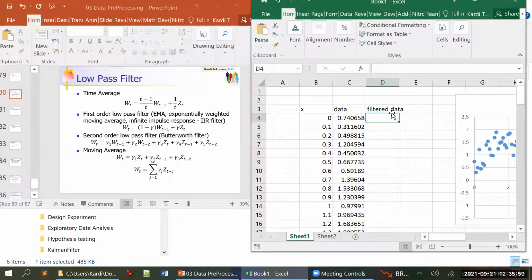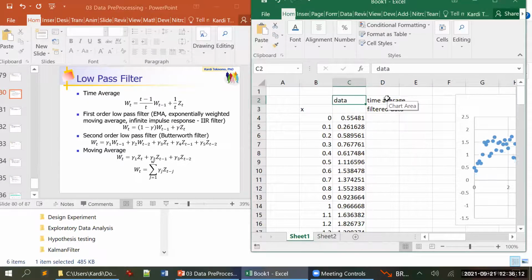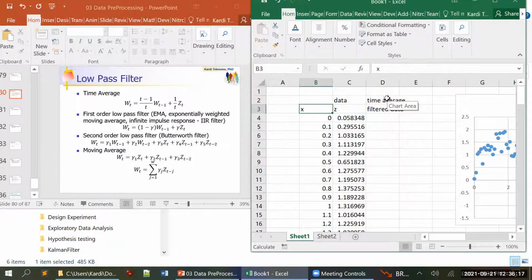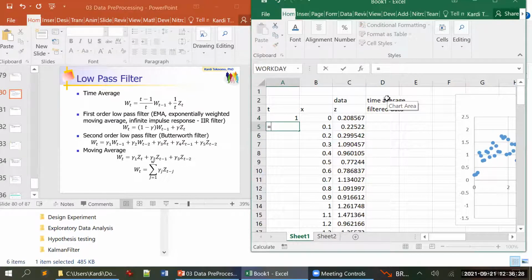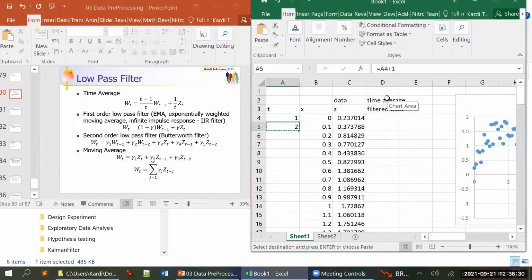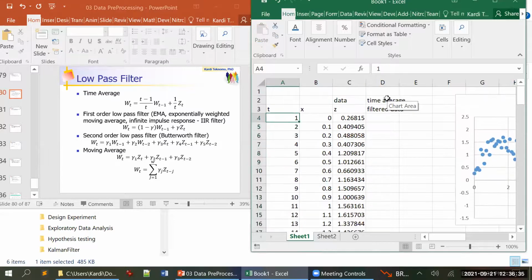So what we have here, say I use a time average. The data now becomes Z, so this is CT. Then I need to get T. This is the time, right? Let's say T starts from one. That means this is plus one, down. This is the T.